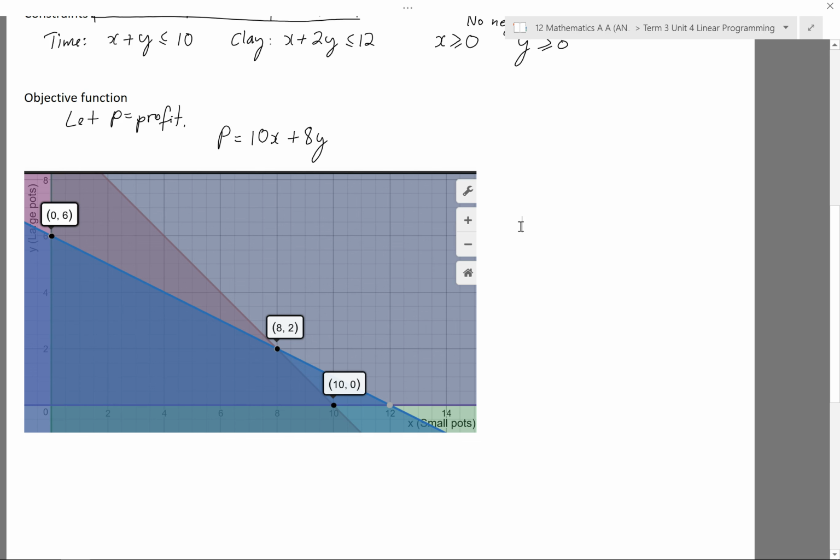From here, I know where I need to evaluate my objective function. I know that I need to look at the values where x and y are 0 and 6, 8 and 2, and 10 and 0 to look at what profit those combinations will yield.